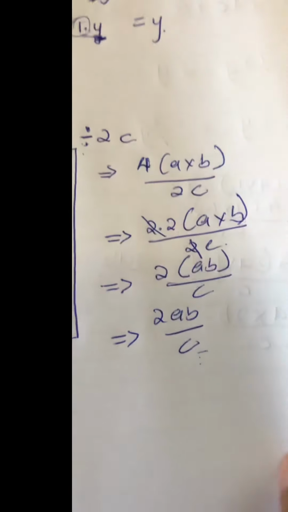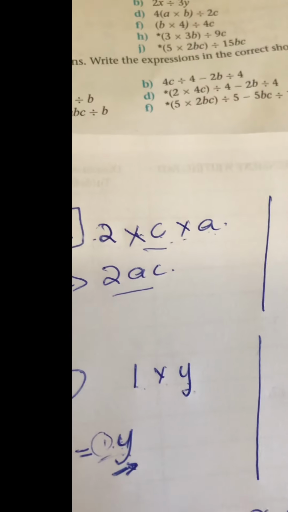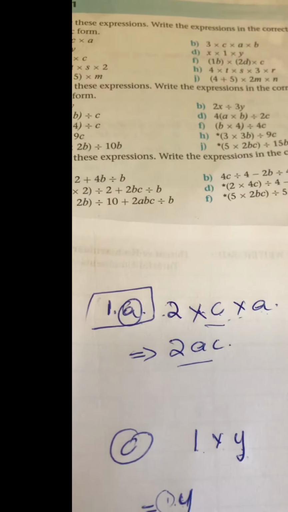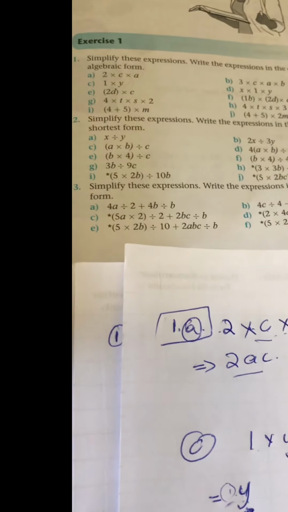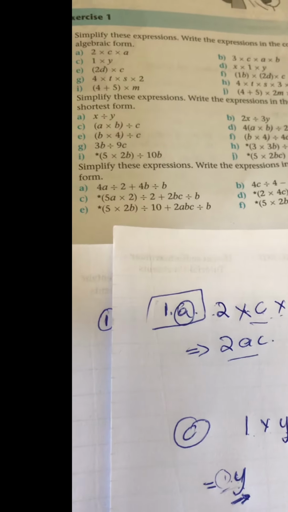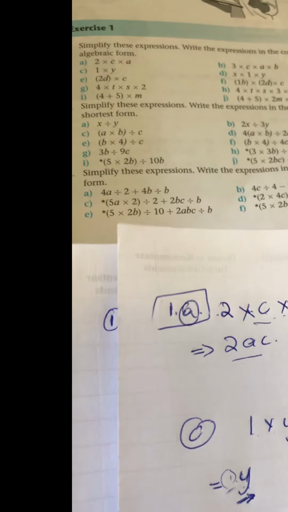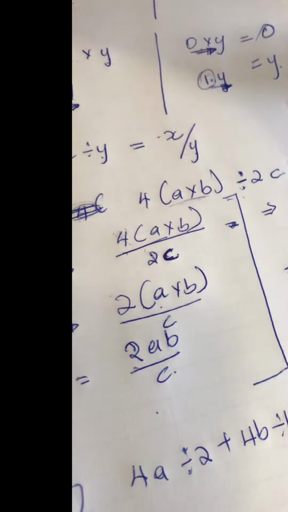And then I want us to take the third question from exercise 1. We can take the first one. It says, simplify these expressions. Write the expression in the correct shortest form. So when we take question 3.A, it says 4A divided by 2 plus 4B divided by B. That is what we need to work on. So this is actually a bit challenging.